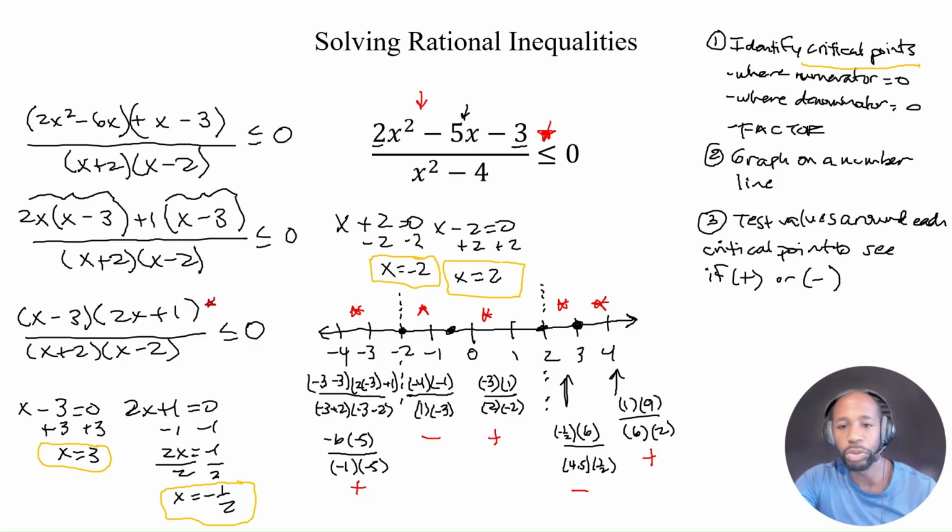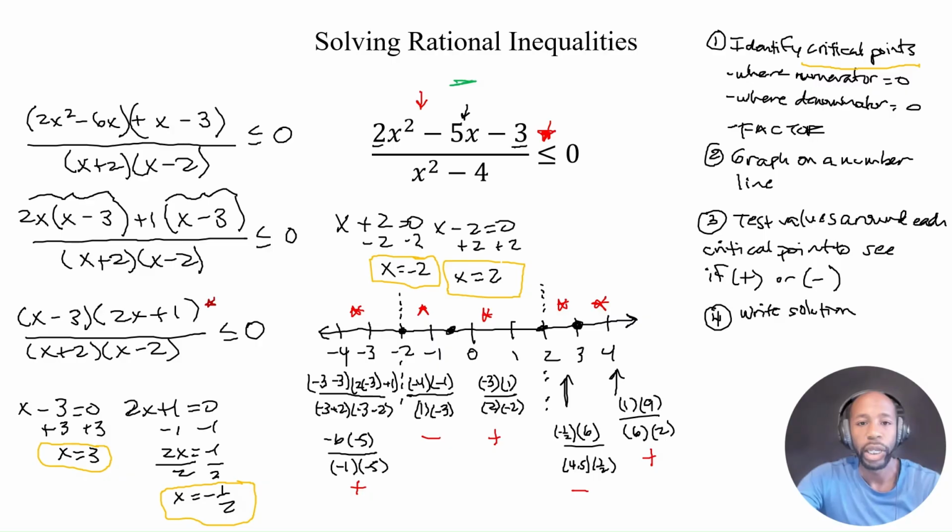All right, which leads us to the last step, which is to write the solution. The solution is going to be a range of x values that satisfy the inequality. The places where this is negative are the places where the inequality is true, because something negative is less than or equal to 0. Something positive is not. So this is a good region, and so is this one. The answer is written as follows.